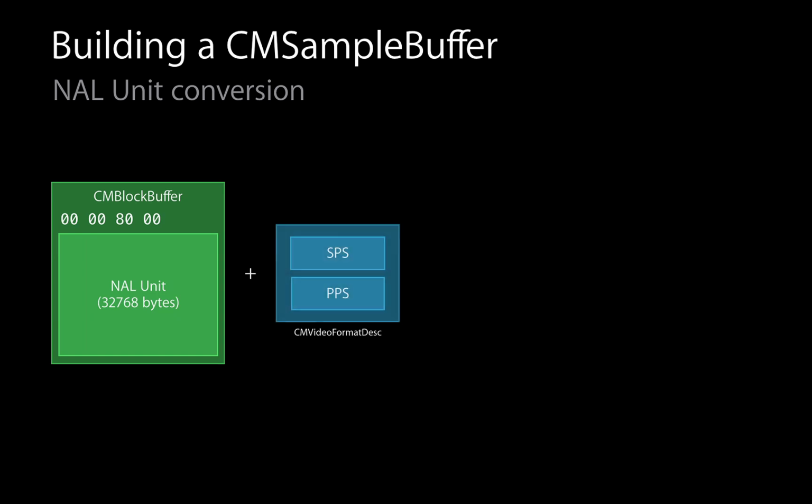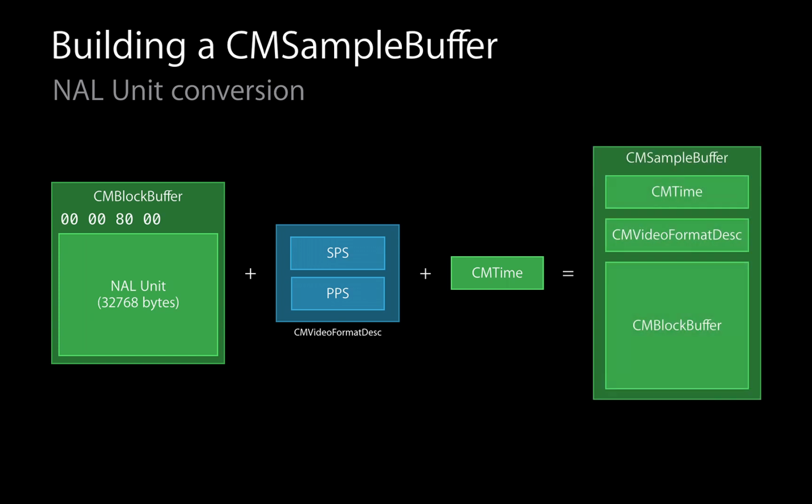So you have a CM block buffer. You have your CM video format description that you created from your parameter sets, and throw in a CM time value. That's the presentation time of your frame, and you have everything you need in order to create a CM sample buffer using CM sample buffer create.